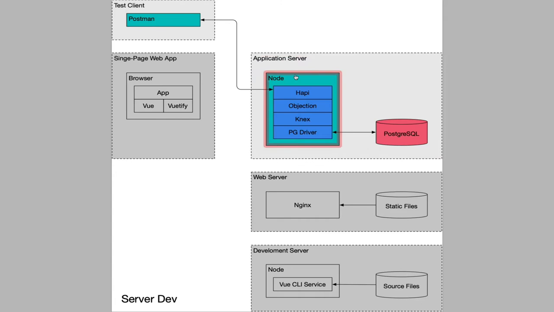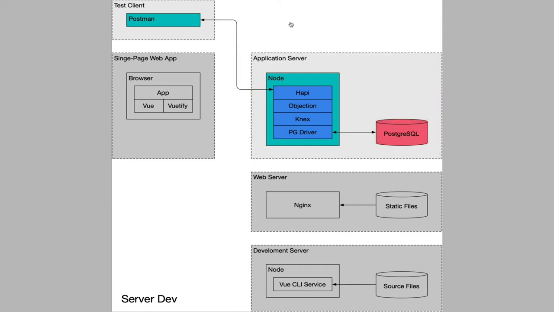That's the Node program that runs Hapi, which is our application server, and then it uses Objection to do object relational mapping, which then talks to Knex, which takes the object relational mapping calls and turns them into SQL statements that are then issued through the Postgres driver over a network connection to our Postgres database. So that's all familiar to you by now.